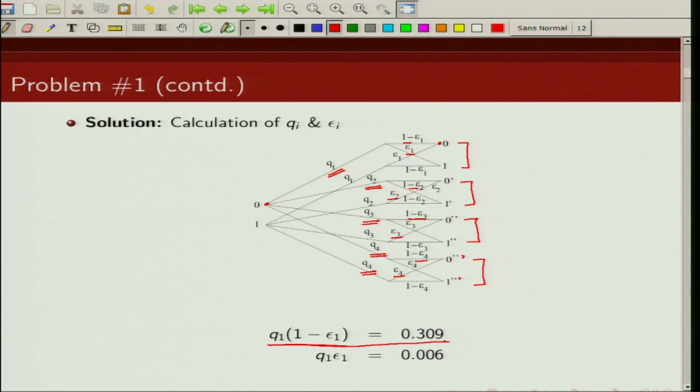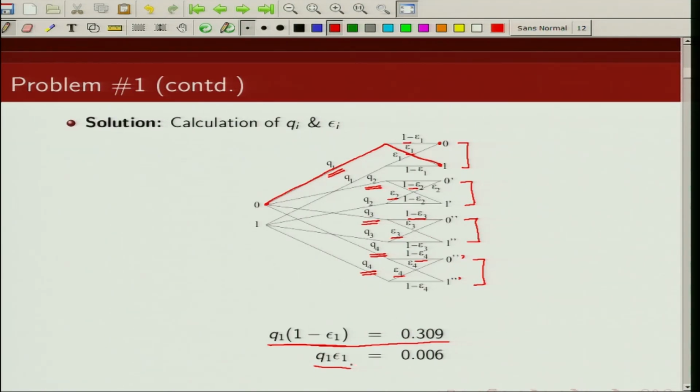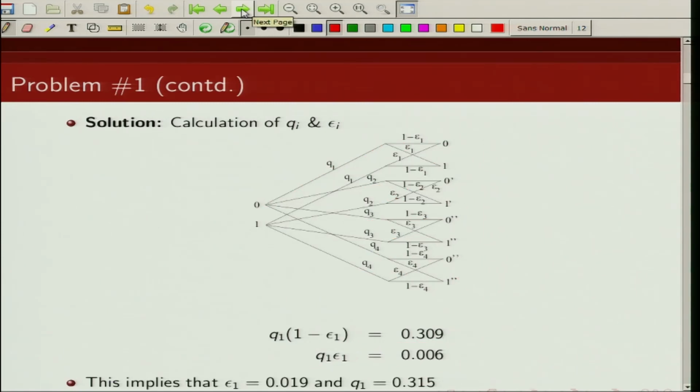Similarly, what is the transition probability of 1 given 0? From this diagram, it is Q1 times epsilon 1. And let's go back to the original. What is the transition probability of 1 given 0? That is 0.006. So Q1 epsilon 1 is 0.006. I have two equations and two unknowns, Q1 and epsilon 1, so I can solve them to get Q1 and epsilon 1. So I get epsilon 1 to be equal to this and Q1 to be this.